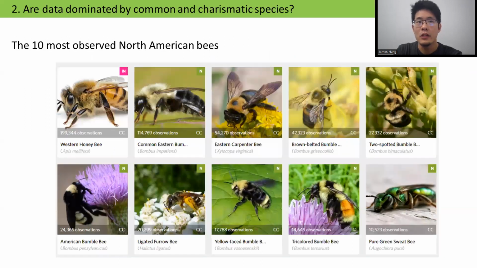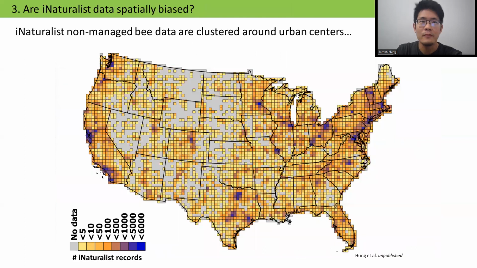Moving on to the second question, the answer is yes, honeybees and bumblebees and carpenters take up 8 of the top 10 most observed bees on iNaturalist in North America. But I think it's important to note that these species altogether make up only 45% of all records, which is actually a pretty equitable rank abundance curve, if you ask me. As comparison, in my own dissertation data set, the top 10 bee species accounted for 60% of all the specimens.